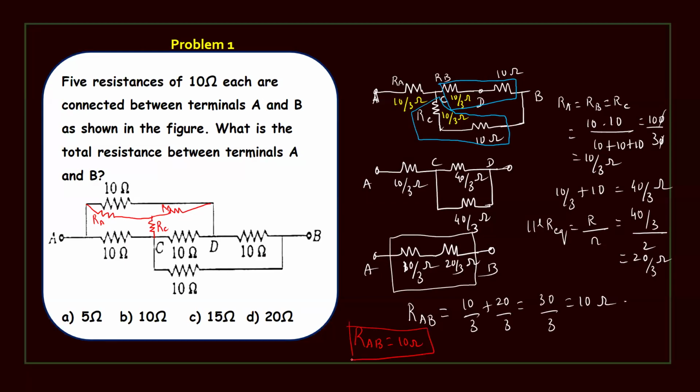Equivalent resistance between the terminals A and B. So answer option B is the correct one. Option B is the correct one. 10 ohms is the correct answer. Let me move to the next problem.